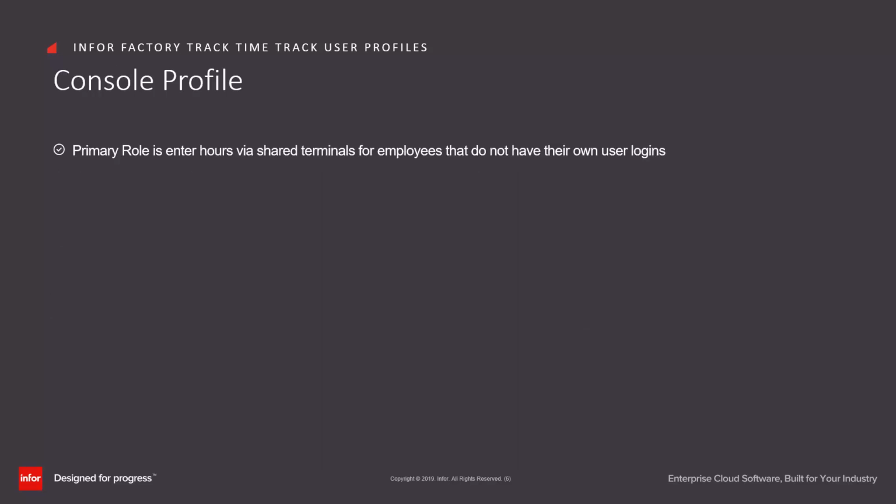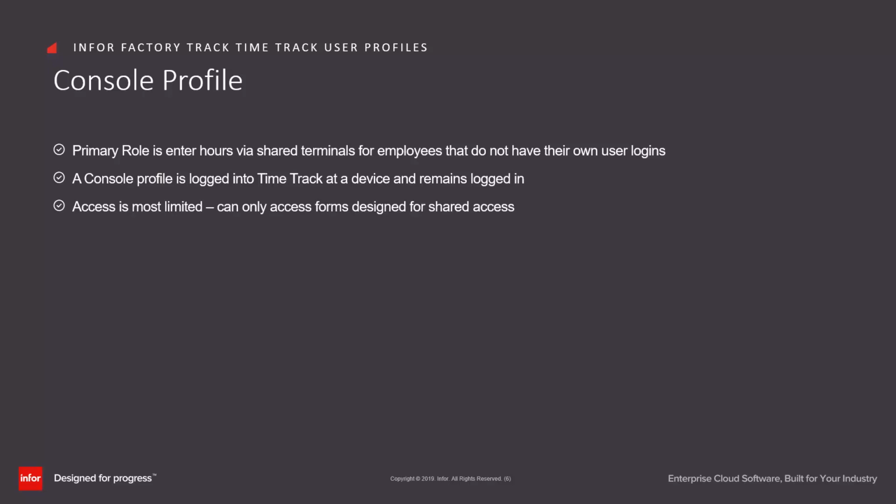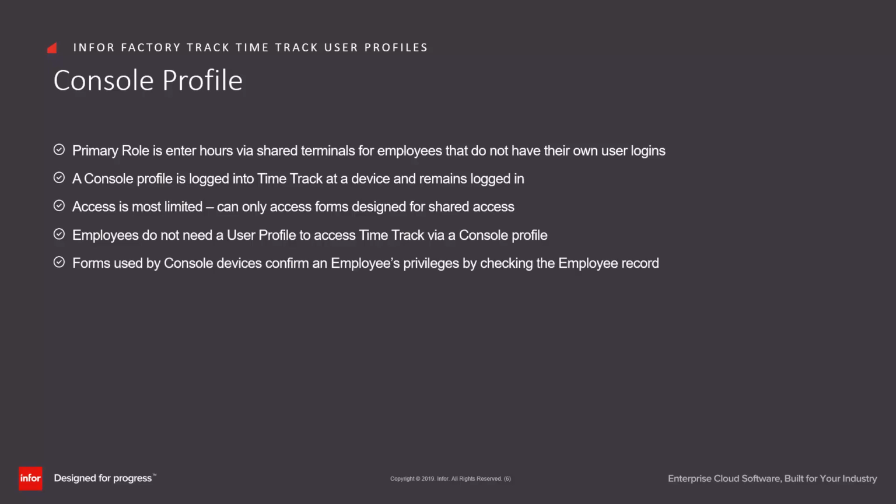The primary role of a console profile is to enter hours via shared terminals for employees that do not have their own user logins. The console profile is logged into Time Track at a device and remains logged in. The access provided is most limited, can only access forms designed for shared access. Employees do not need their own user profile to access Time Track via a console profile. The forms used by console devices confirm an employee's privileges by checking the employee record.